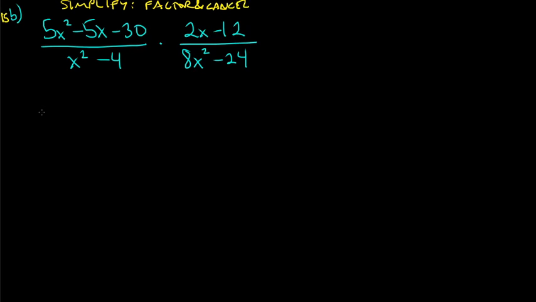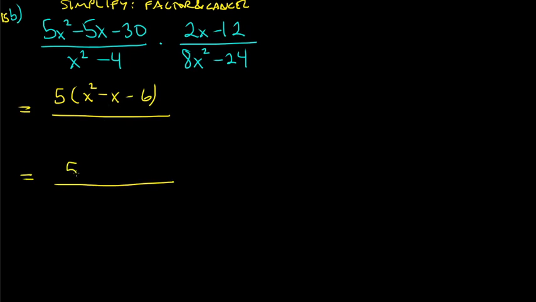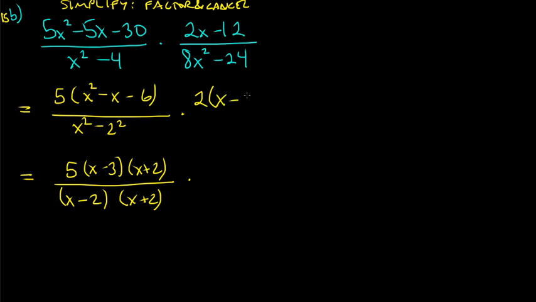Factoring the numerator here, we can factor out a 5, and that leaves us with x squared minus x minus 6. It turns out we can factor that as x minus 3 times x plus 2. The denominator is just a squared minus b squared, so a minus b times a plus b, or x minus 2 times x plus 2. What about the second fraction? For the numerator, you factor out the GCF of 2, and you're left with x minus 6. For the denominator, you factor out the GCF of 8, and you're left with x squared minus 3.